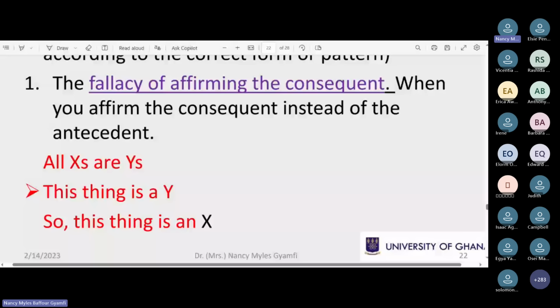All x's are y. X is a y. So this thing is an x. Okay, that is partially correct, not fully. The second one wasn't correct. So let me hear Desmond. Desmond, add to that. Okay, go ahead.